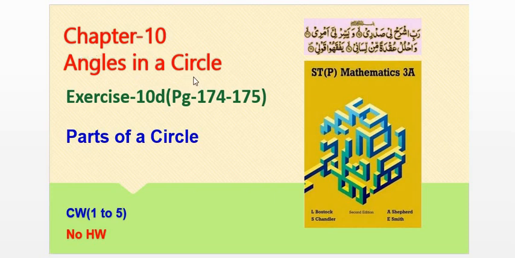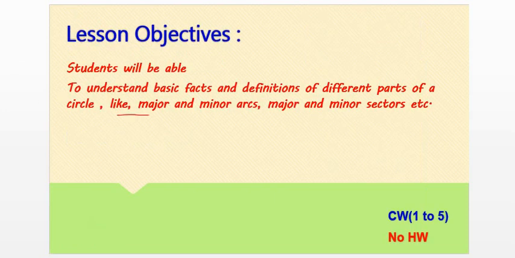Bismillahirrahmanirrahim. Chapter 10, Angles in a Circle, Parts of a Circle. This is our main topic now for exercise 10d. So what are our main objectives? To understand the basic facts and definitions of different parts of a circle, like what is major arc, minor arc, all the definitions we will try to discuss all of them.